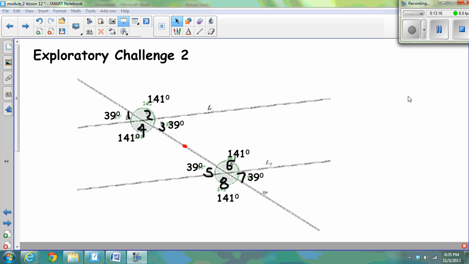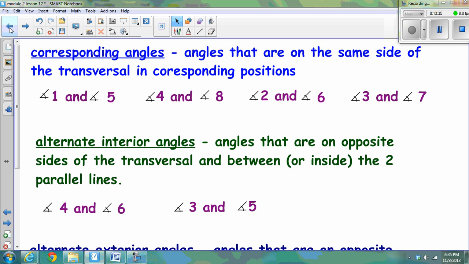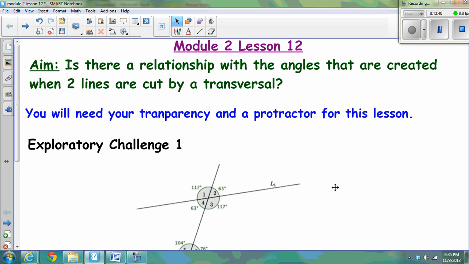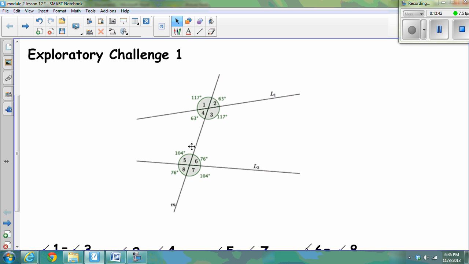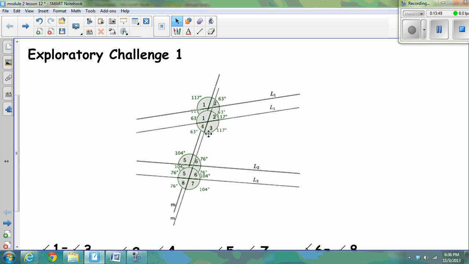Now, in challenge number 1, the pairs of corresponding angles we named were not equal in measure. Given the information that we have in each diagram, can you think of why this is so? Why were the corresponding angles in challenge 1 not equal in measure, but in challenge 2 they are? Let's go back to the first one. 1 and 5 are corresponding, but they're not equal in measure.